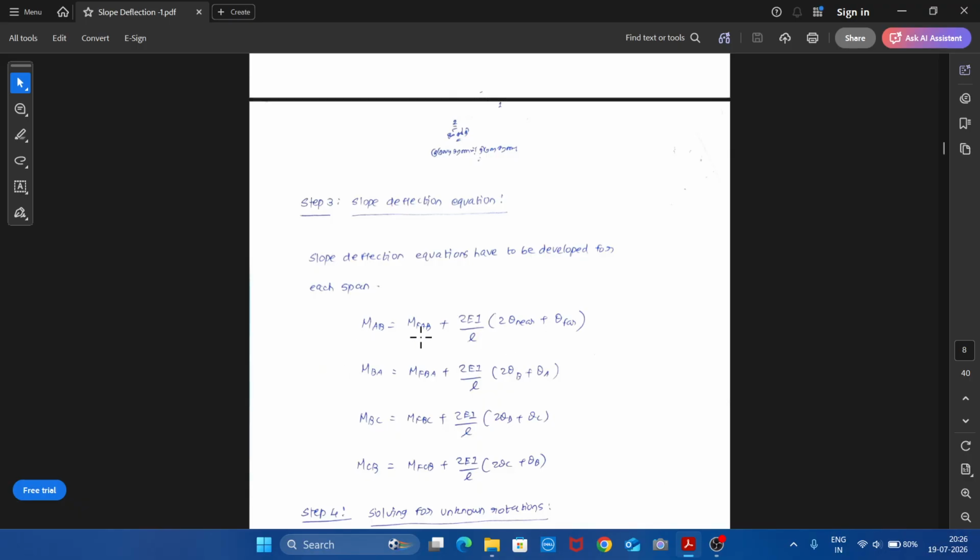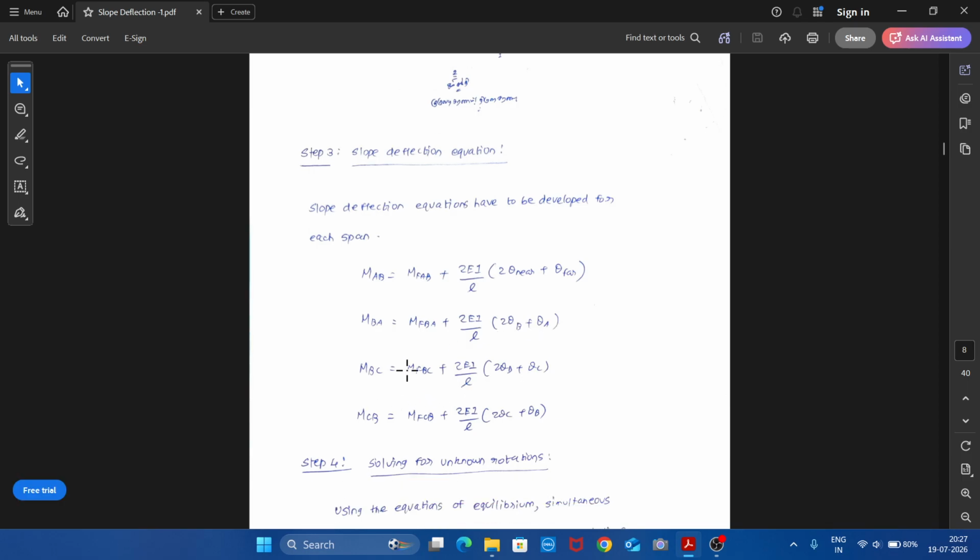So here MAB equals M of AB plus 2 EI by L, 2 times theta of near end plus 1 time theta of far end. So MBA equals M of BA plus 2 EI by L, near end is theta B, so 2 theta B plus theta A. MBC is M of BC plus 2 EI by L, near end is B, so 2 theta B plus theta C. MCB will be equal to M of CB plus 2 EI by L, C is the near end, so 2 theta C plus theta B. So this is how we can form the slope deflection equation, or we can find the end moments in terms of the fixed moments and end rotations.